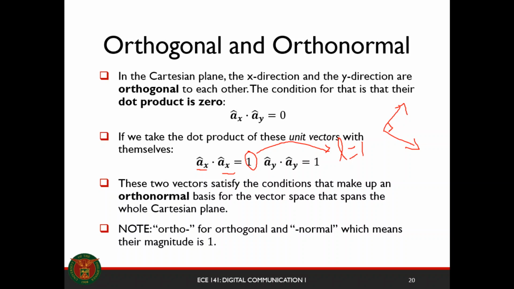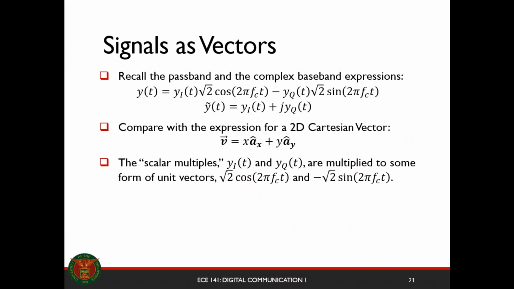Right? So what's the use of all this? Why do I need to know this information? Well, actually, signals are vectors. Okay? We can represent signals as complex numbers. That means we can also represent signals as vectors. So our scalar multiples are multiplied to some form of unit vectors. In this case, for our passband signal, there are two signals. Its components are two signals, the cosine component and the sine component. These are actually some form of your unit vectors.